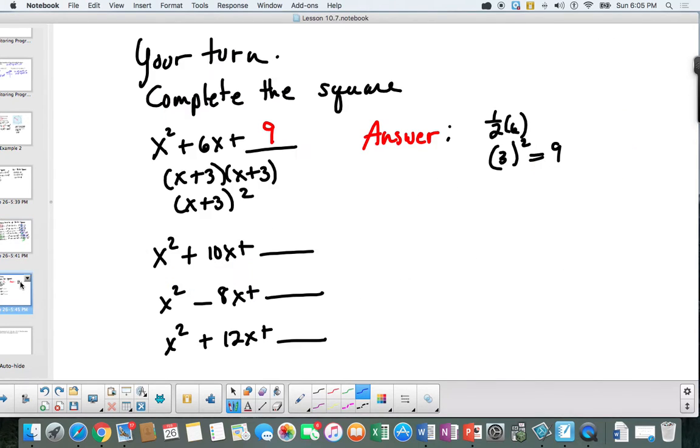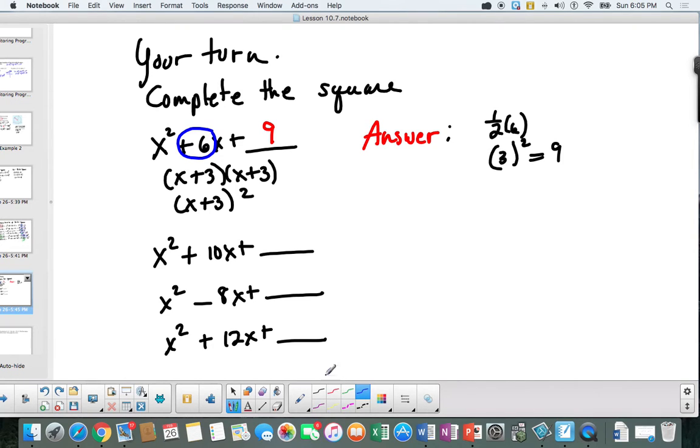Okay, let's see if you can follow through on what I've just done. I'm going to take half of this number. I'm going to take half of 6, and after I get half of 6, which is 3, I'm going to square it, and that's the number that's going to go here. Stop the screencast and see if you can find the last term here to complete the square.